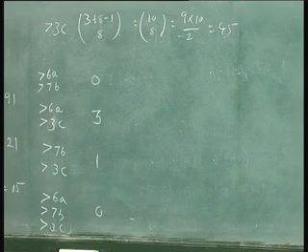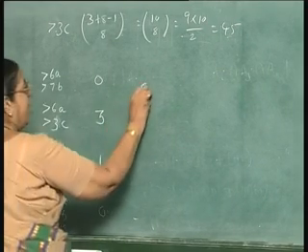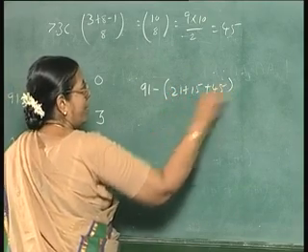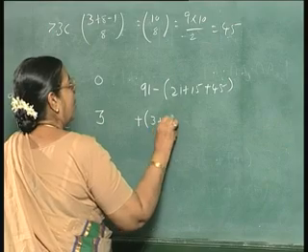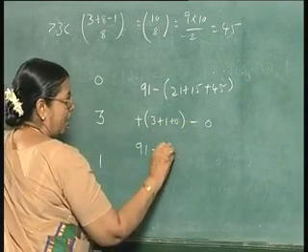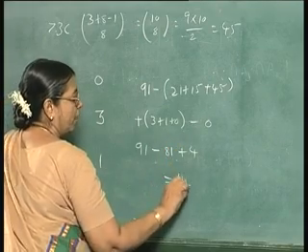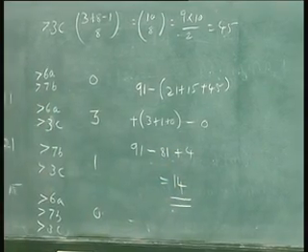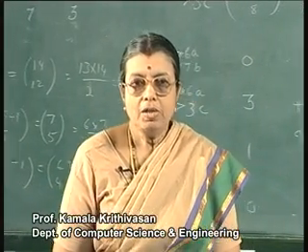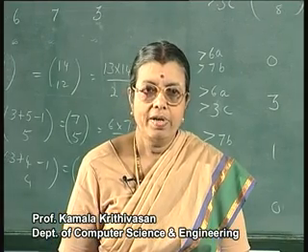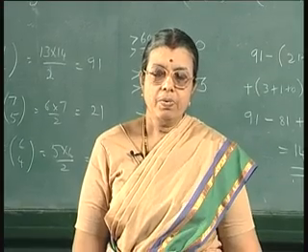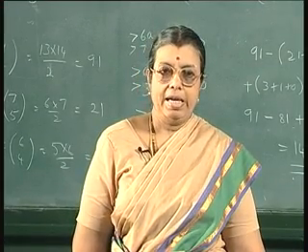So, using the principle of inclusion and exclusion, the answer will be 91 minus (21 plus 15 plus 45) plus (0 plus 3 plus 1) minus 0, which will be 91 minus 81 plus 4 equal to 14. The answer is 14. This problem you can also try using the idea of generating functions. I leave it as an exercise for you.